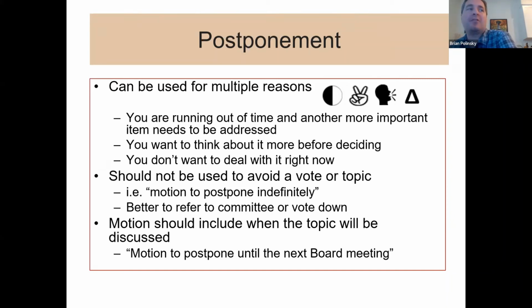It's better to actually have some sort of action that will take place, like referring the matter to the committee or simply voting the matter down. But there may be certain circumstances where people just need a little more time to think and reflect. And a motion to postpone is an option there. The motion should include, as I said, when the topic will actually be discussed. So example would be motion to postpone this motion until the next board meeting. So then you actually have a concrete time when the motion will be discussed, the next board meeting.